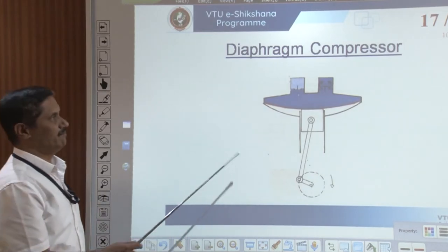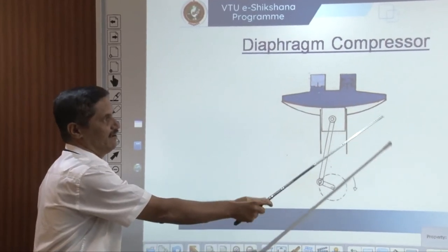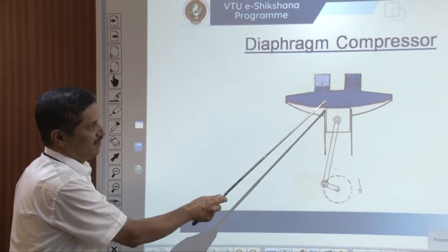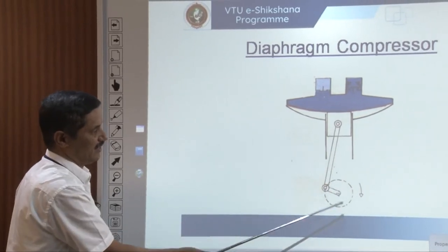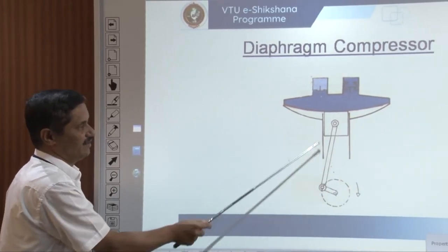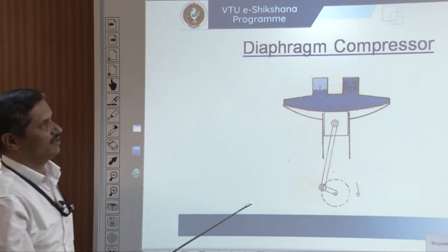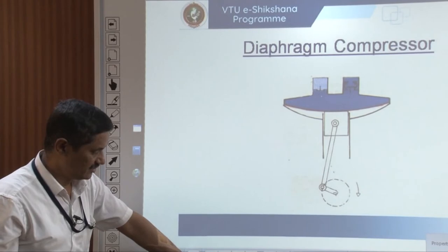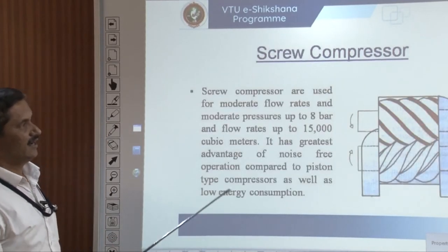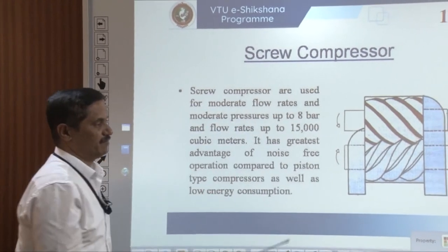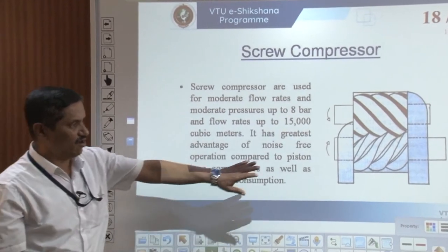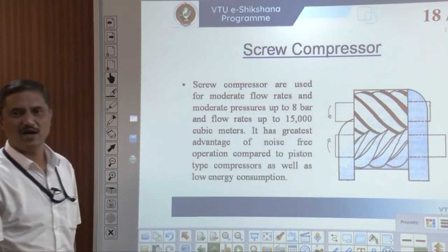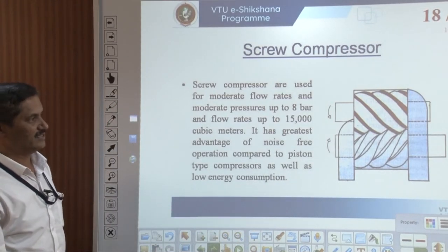The second type of compressor shown here is the diaphragm type of compressor. Here we have a diaphragm, a connecting rod and a crankshaft, which are assembled like this. This is a diaphragm type of compressor, which is used on the industry side. And the third one is the screw type of compressor. In industries, normally reciprocating or screw compressors are being used today.